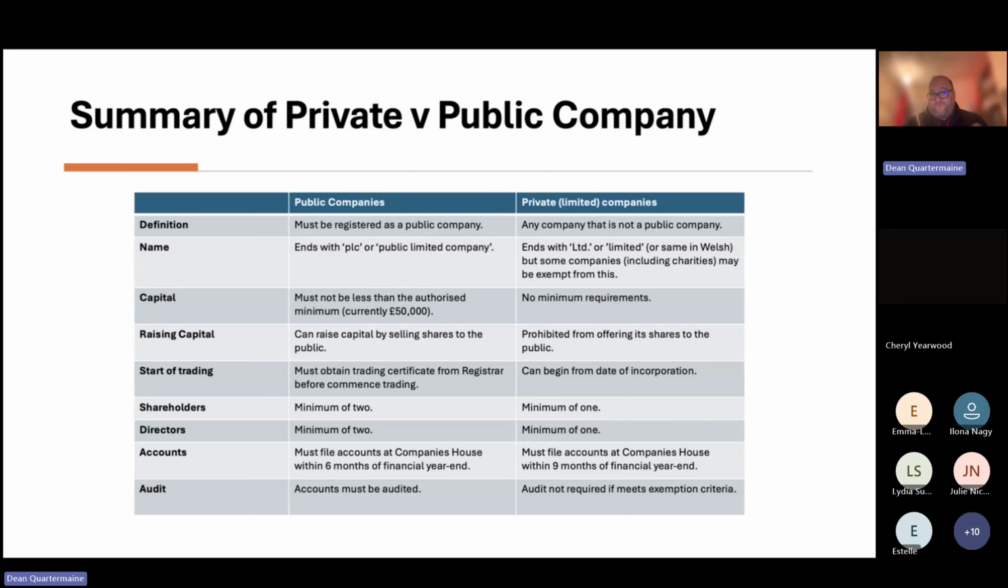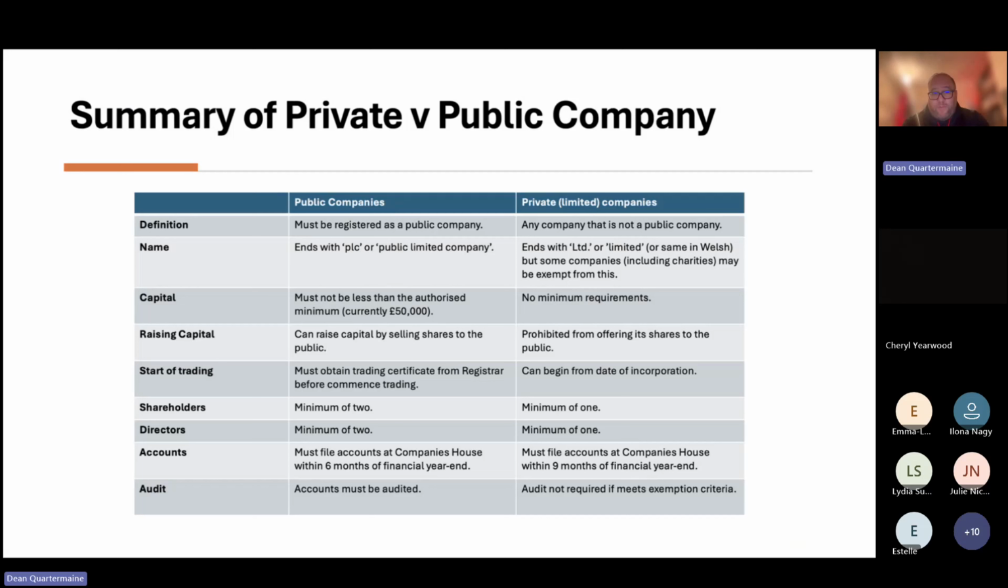A summary of the difference between private companies and public companies. Now, this is an important thing for this exam. You need to understand the difference between public companies and private companies. Public companies are PLCs; private companies are limited companies. You must be registered to be a public company, and if you're not a public company, you are a private company. Public companies end with PLC or public limited company. Private companies end with LTD or limited, or the equivalent in Welsh. Some companies, like charities, might be exempt from having LTD or limited at the end of the name.